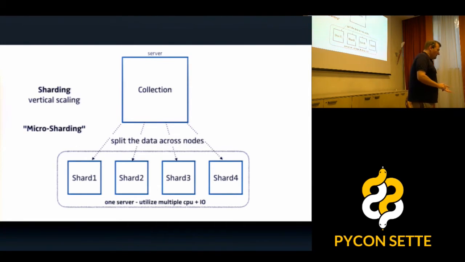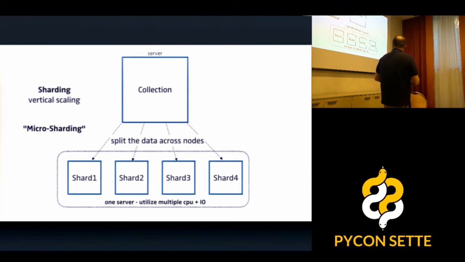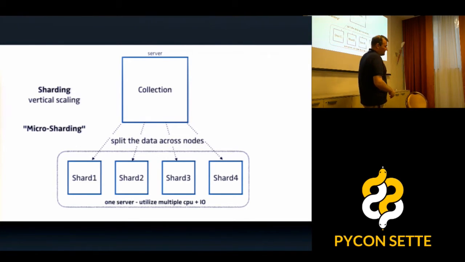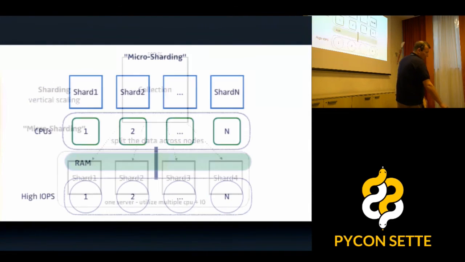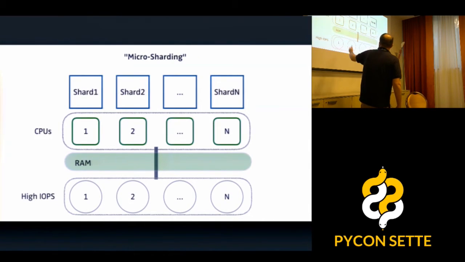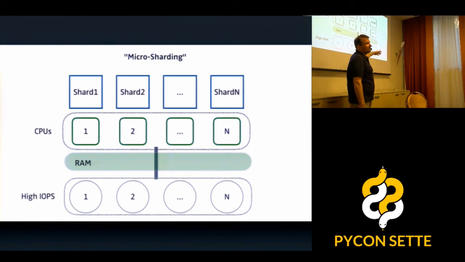And this technique is called micro-sharding. You take one server and utilize all the CPUs. It's a little bit more detailed. We have the CPUs, a lot of RAM, high IOPS. Basically the formula is: much more RAM is better.